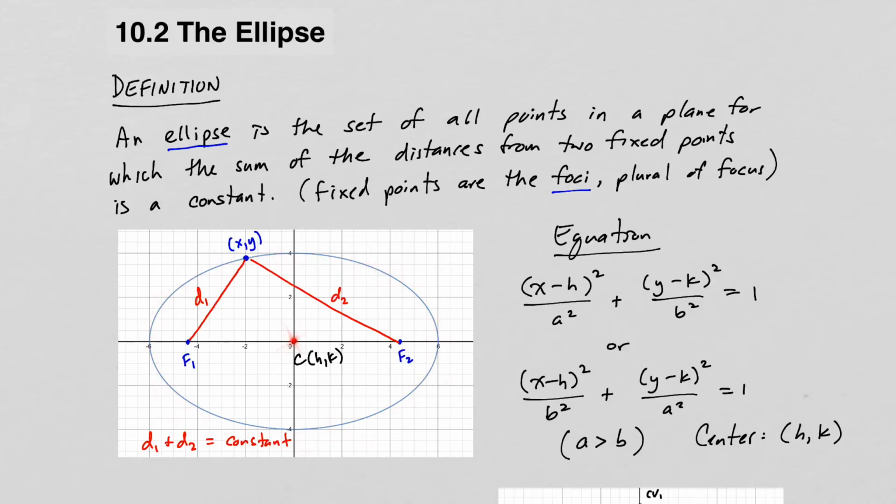You will have a center at some point. You will have a focus here and a focus here, and those two foci are on the longer axis here. So you'll notice that when you have this oval-shaped graph, you will have a longer axis, and you will have a shorter axis.